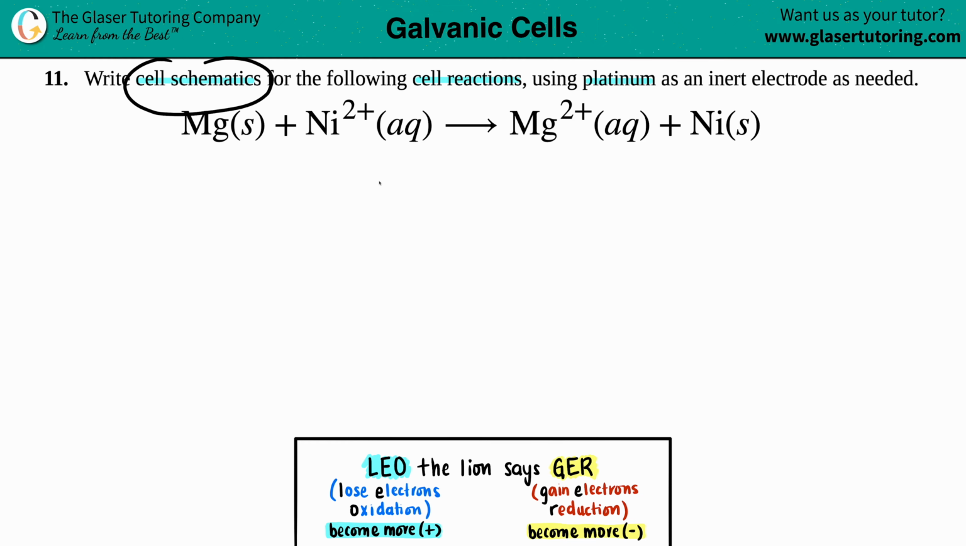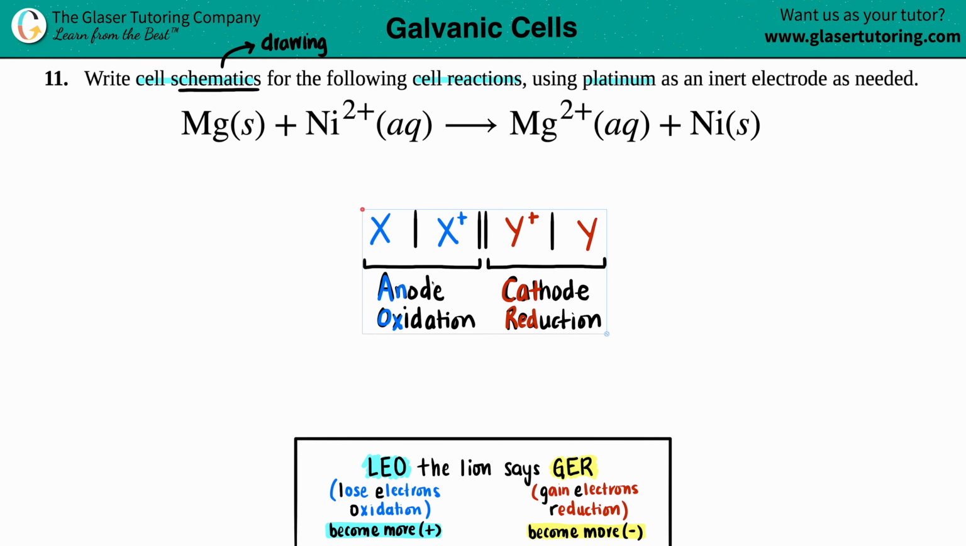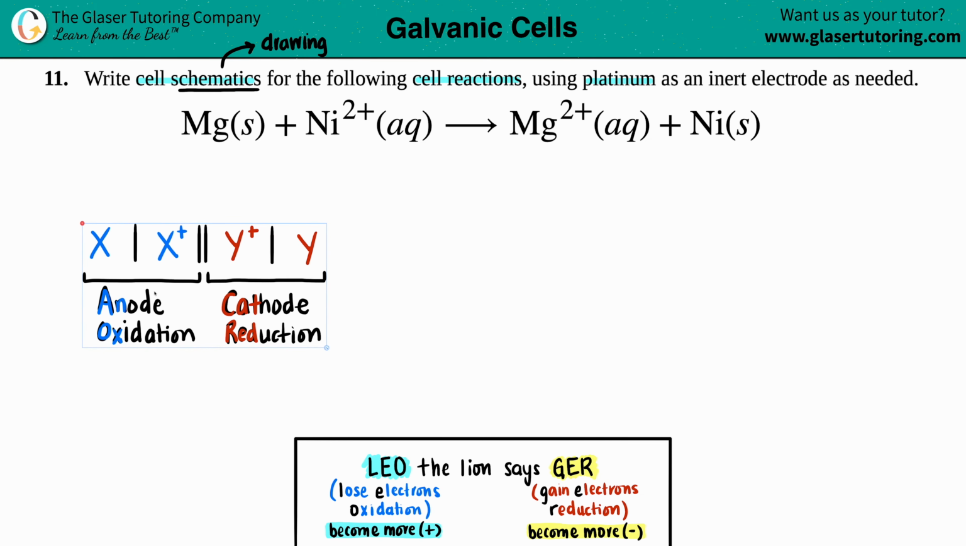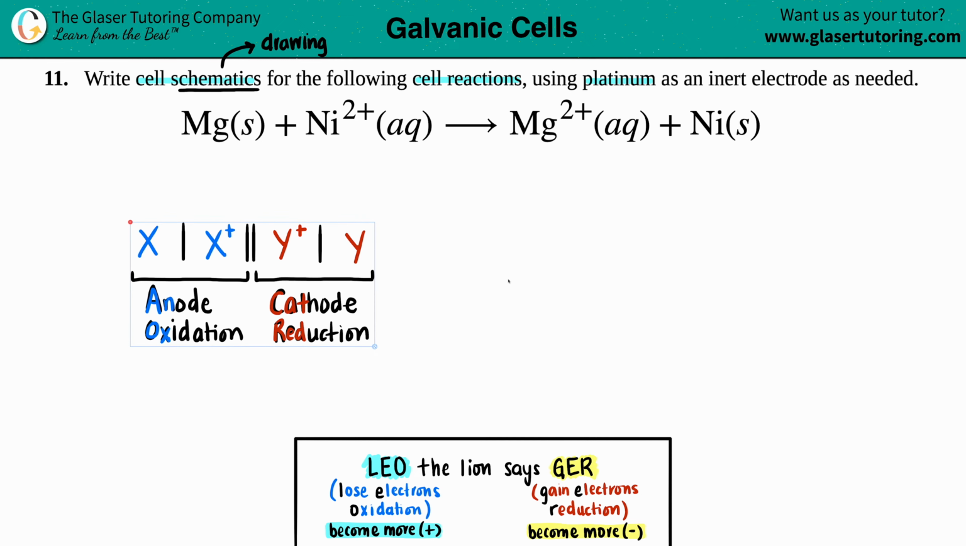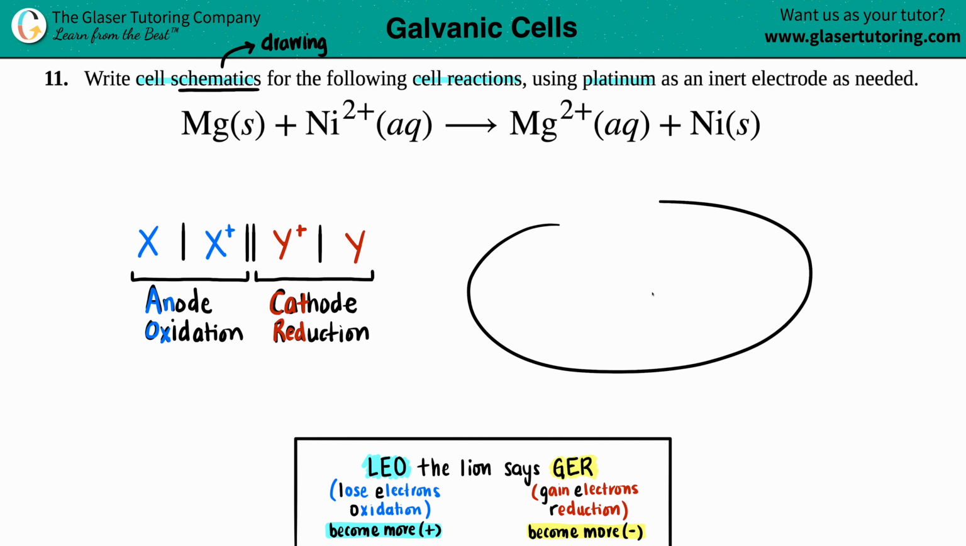Now, whenever we're talking about cell schematics, there is a specific way that we have to write these schematics. Basically, a schematic is, for lack of a better term, kind of like a drawing. It's another way of writing this balanced equation. The general form for a schematic looks like this. So I'll just put it over here, and then we'll do the answer on this side.